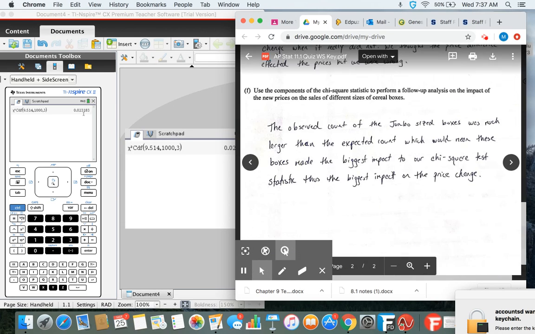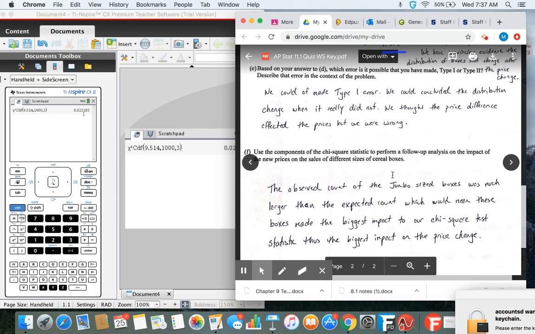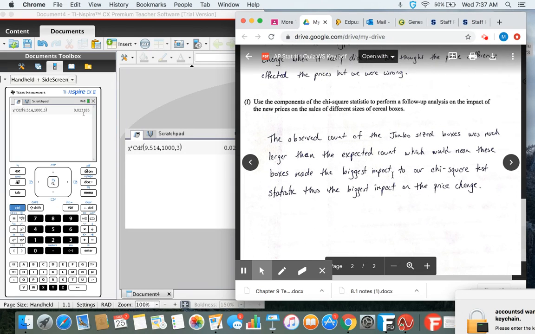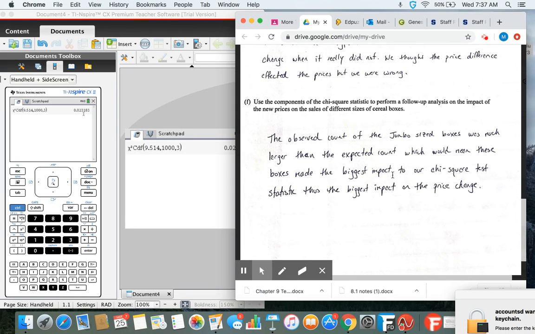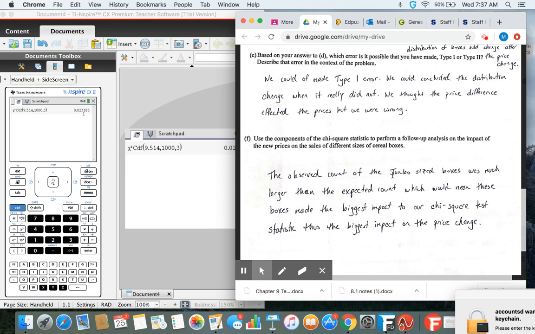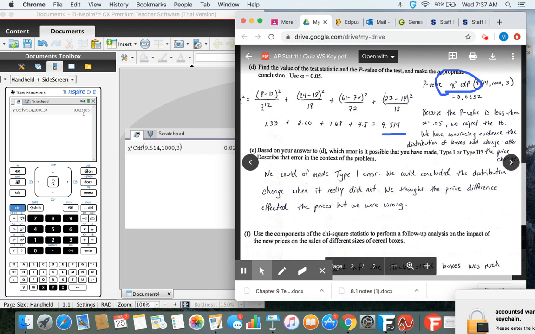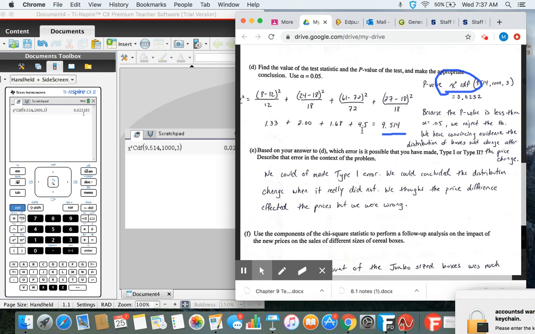All right, and then finally here, like I mentioned yesterday, you're going to see a question where it says, use the components of the chi-squared test statistics. So if you did it like this, you could see which one of these attributed to this the most. And that would be the 4.5, obviously.